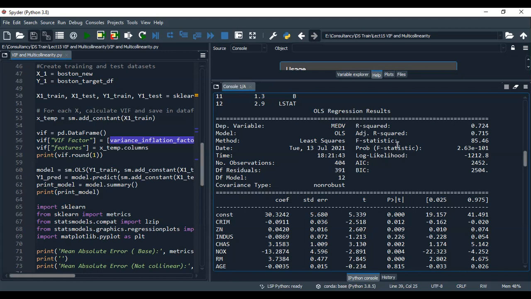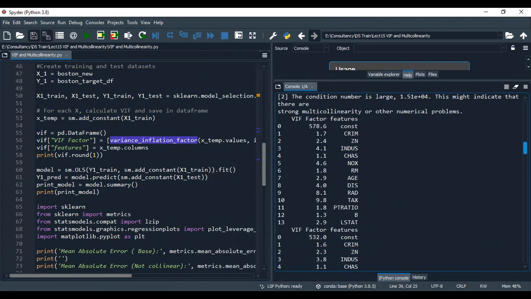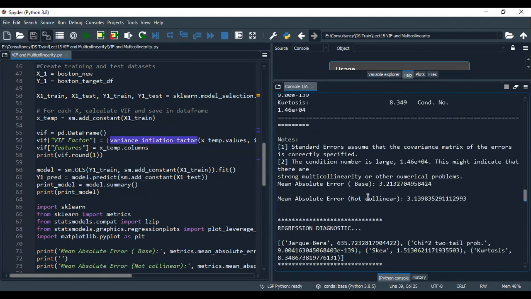Now what I will do is, next I will calculate the mean absolute.